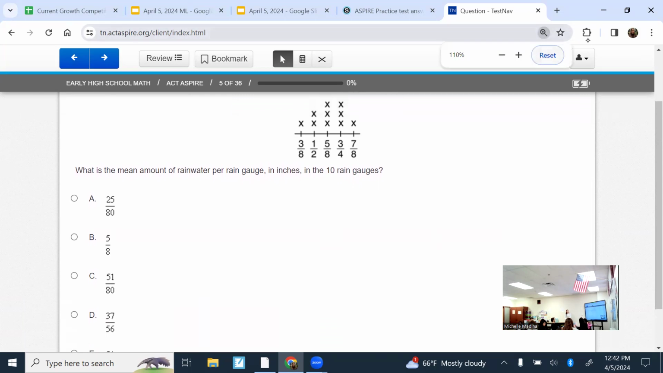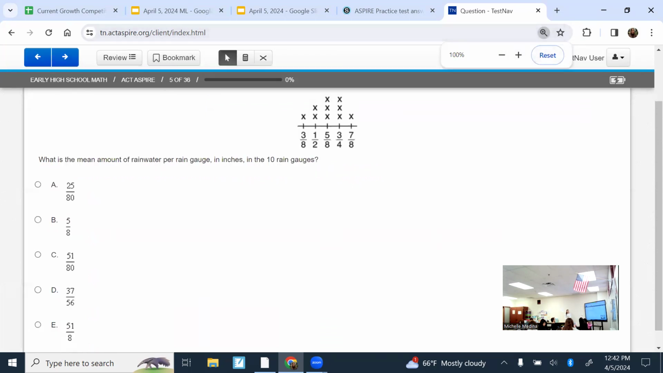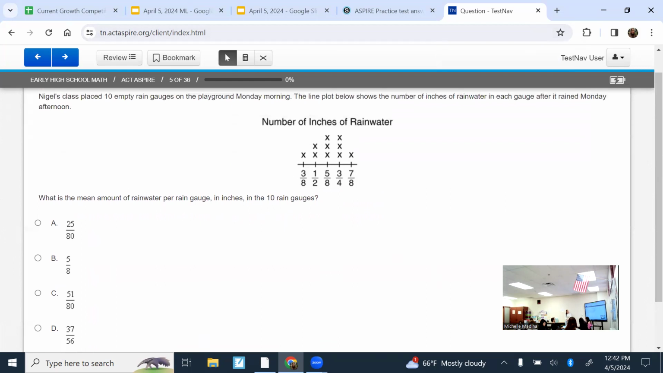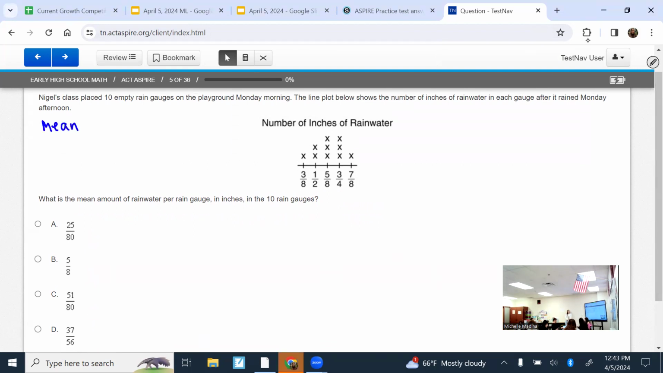How do you find the mean of something? Or what's another word for mean? Average. So that includes you doing what? It's the sum of your data divided by your number of data points.